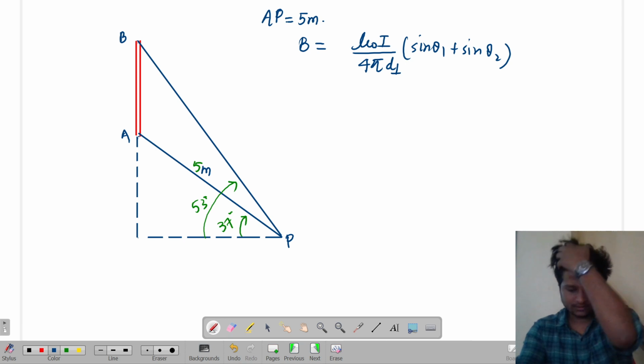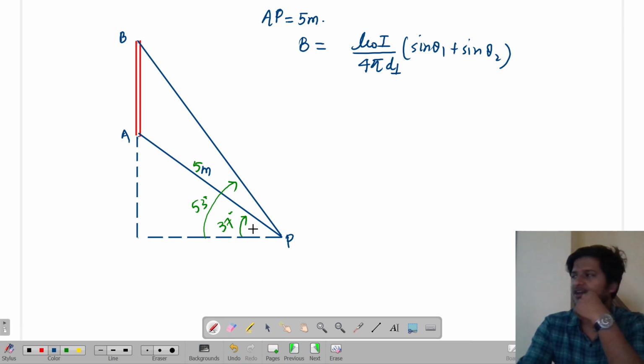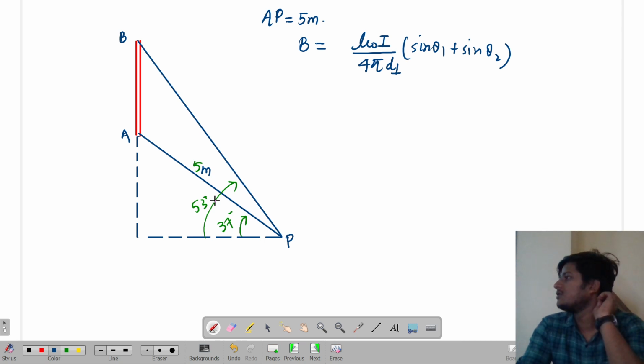Okay, first tell me, Rakshita, is theta 1 positive or negative? Theta 1 is positive. Is theta 2 positive or negative? Harshita, both of the thetas are positive, right? Yes or no? Shreya, both of the thetas are positive or not?